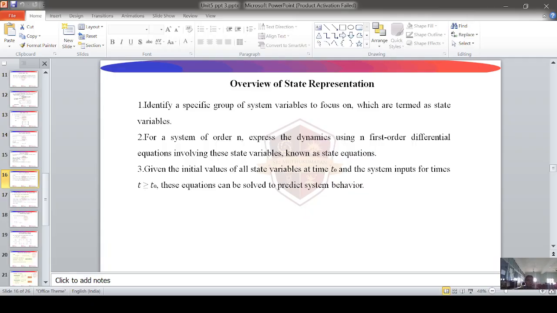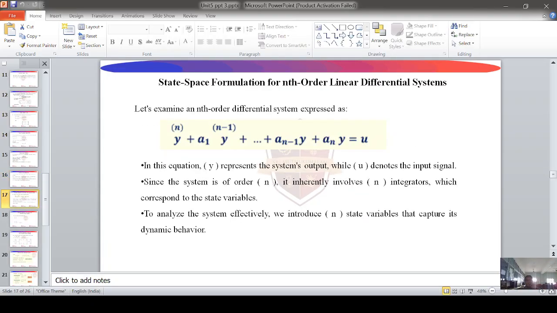Then an overview of state representation. Identify a specific group of system variables to focus on, which are termed state variables. For a system of order n, express the dynamics using n first order differential equations involving these state variables, known as state equations.